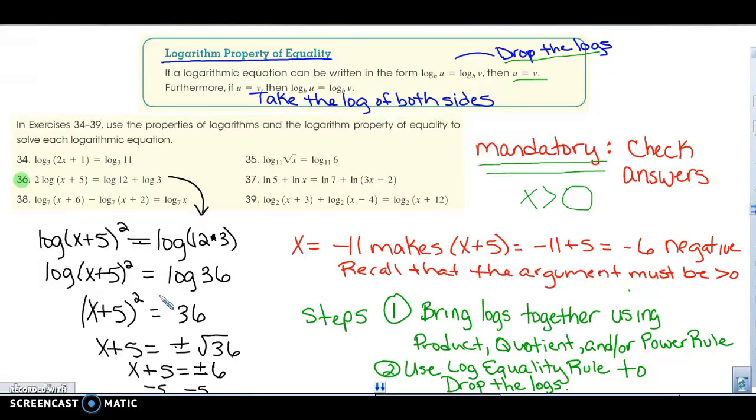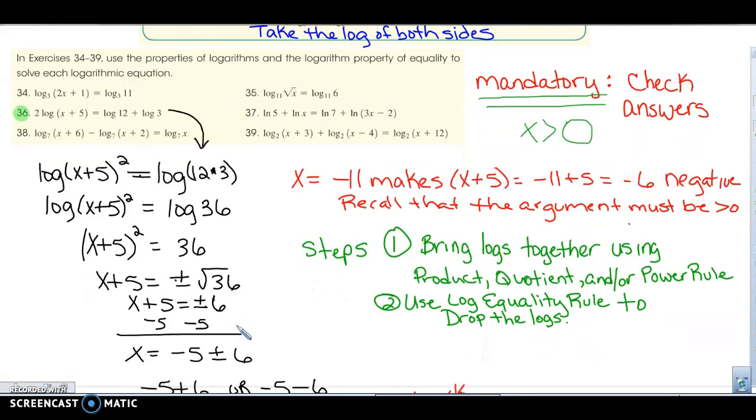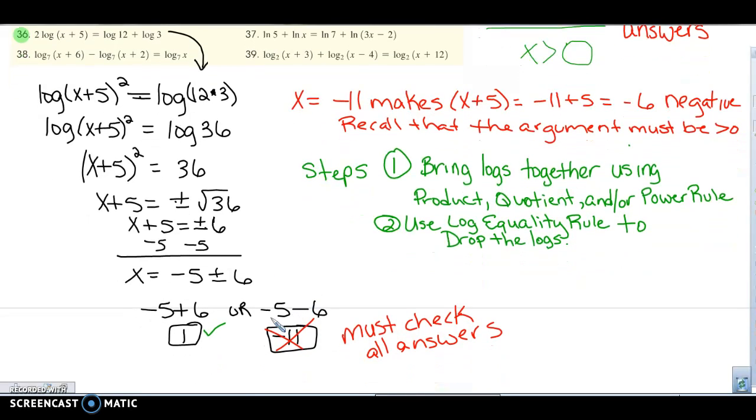So we can drop the logs according to this property here and set the arguments equal to each other and then solve. I can use the square root property to finish this off, remembering to put plus or minus, and we end up with the fact that x plus 5 is equal to plus or minus 6, subtract the 5 from both sides, and we have 2 possible answers, negative 5 plus 6, which is 1, or negative 5 minus 6, which is negative 11.